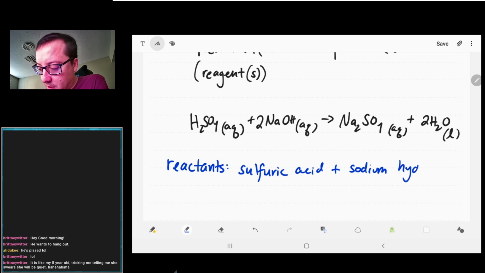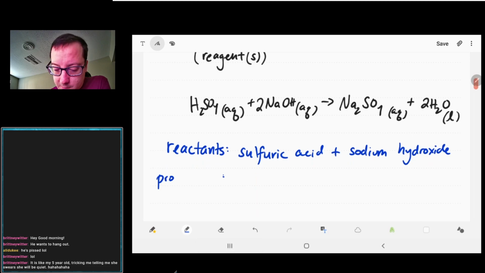And sodium hydroxide. And our products are going to be sodium sulfate and water.